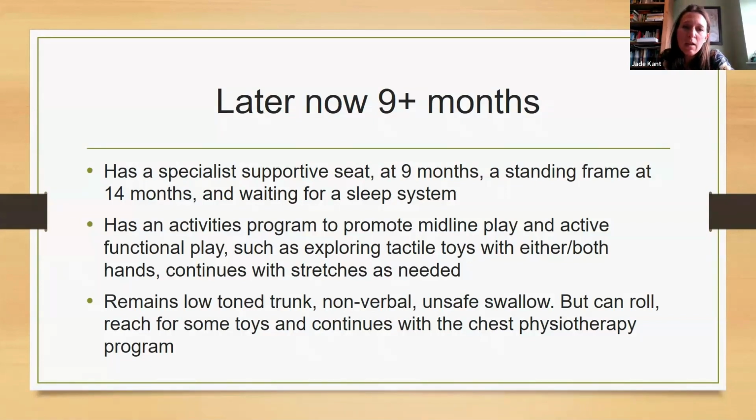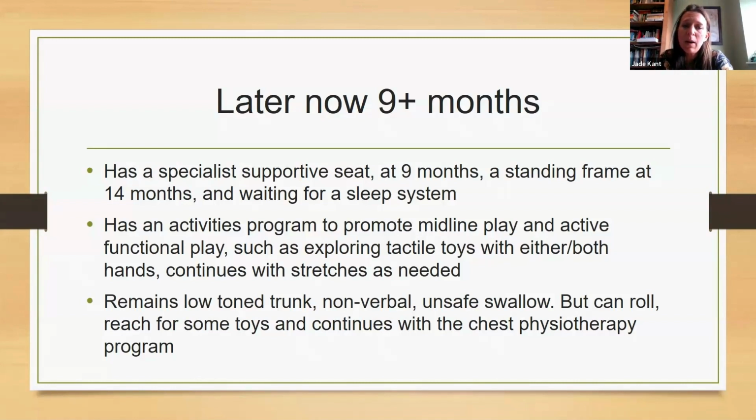But what we do here in England is we are very, very concerned about postural control and making sure the children are always in midline. And so at 9 months, we got them into a specialist supportive seat, and I'll go through what that is on the next slide. And then at just over a year, we got a standing frame in. And what we're now looking at is a sleep system as well.